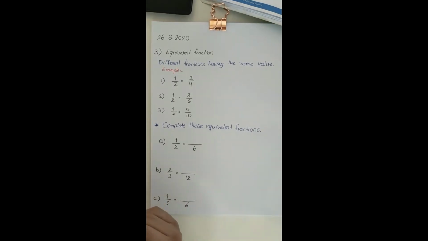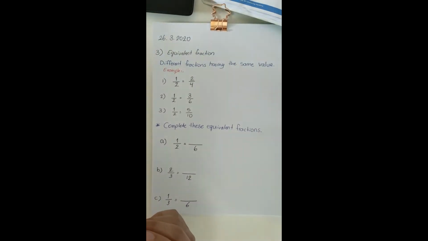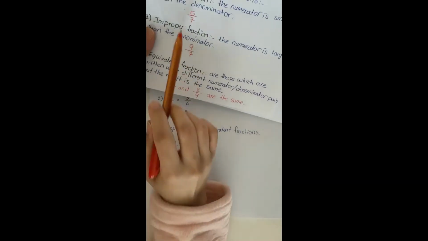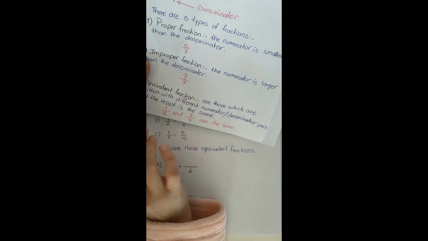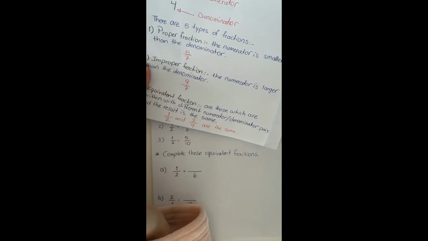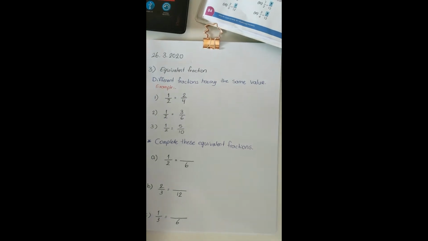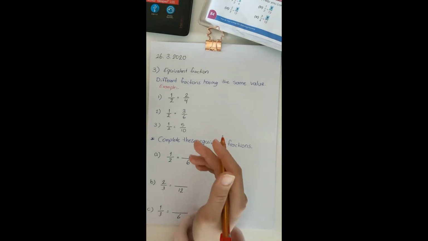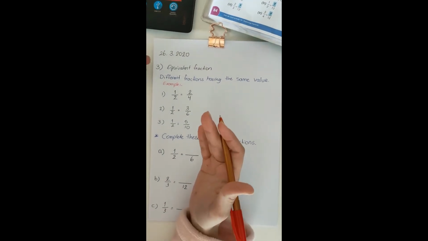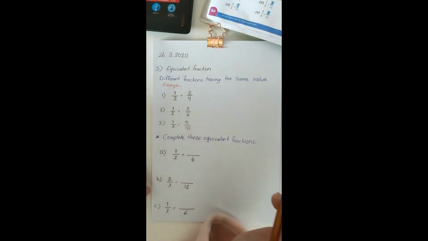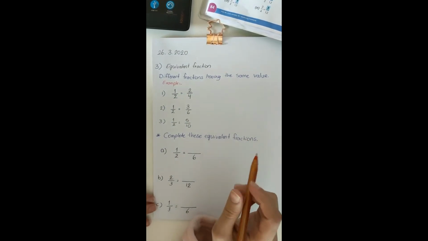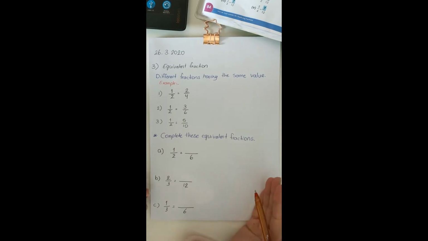In our previous lesson, we talked about many things. So we talked about how to change proper fraction into decimal, improper fraction into decimal. Also, we talked about decimal point, and we talked about numerator and denominator. Today, this lesson is going to be shorter than the previous one.